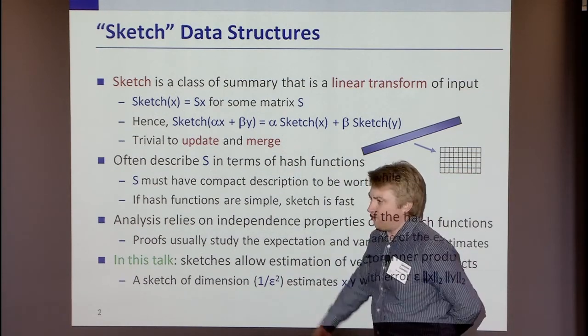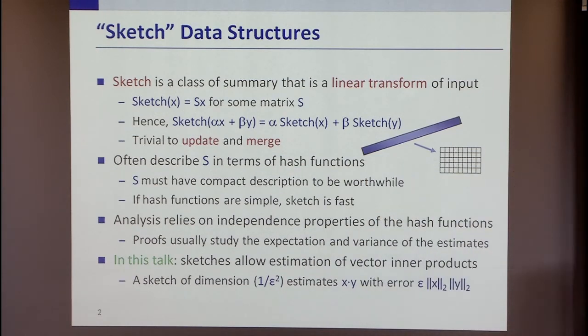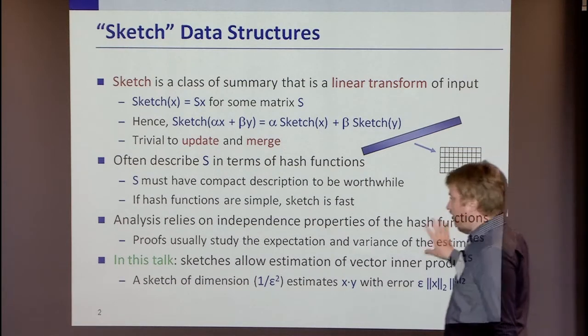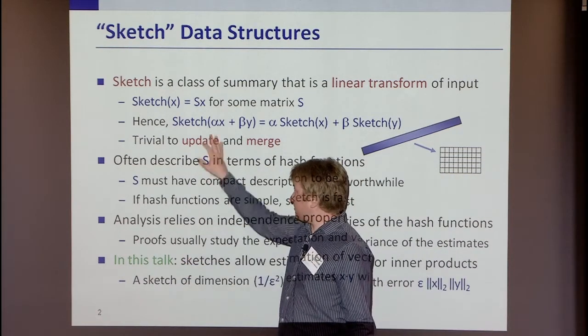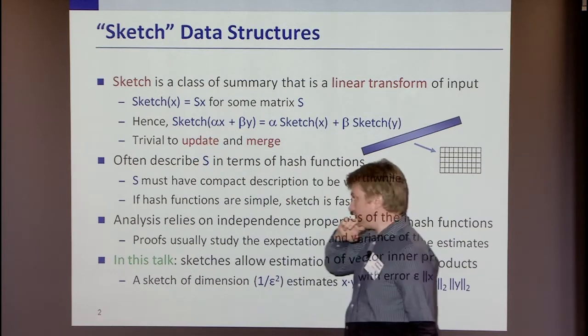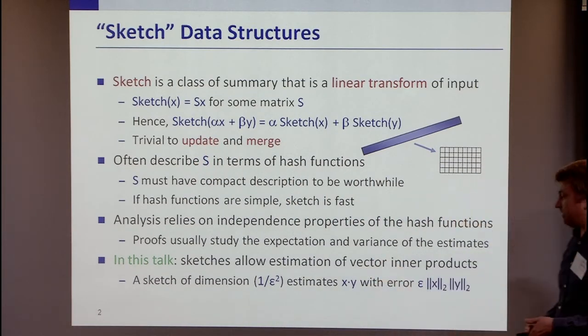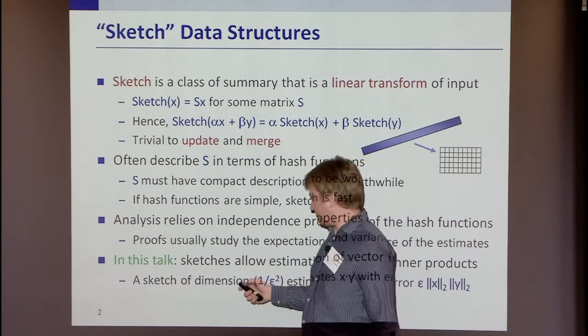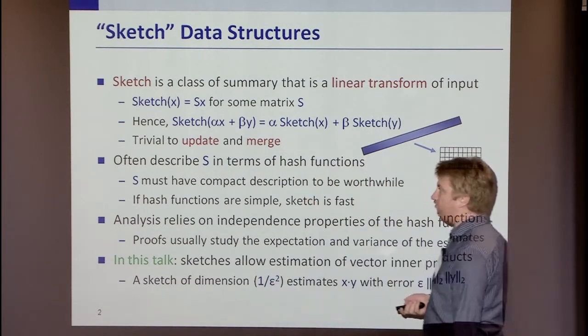And from now on, I'm really going to treat these sketches as a black box, because we don't need to know too much about them. The property of sketches I'm going to use today is the fact that there are particular sketch constructions that allow me to estimate vector inner products. So if I build a sketch of vector X and a sketch of vector Y, I can combine those two sketches and get an estimate of the inner product of X and Y. And these are compact, so they're essentially independent of the dimension of the input vectors.